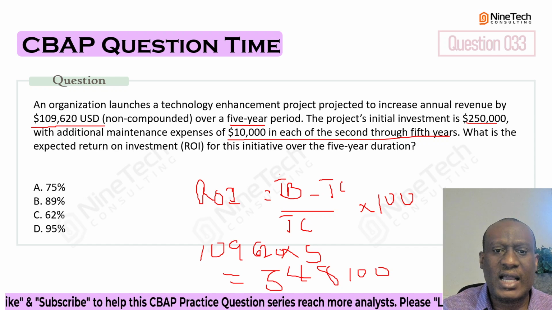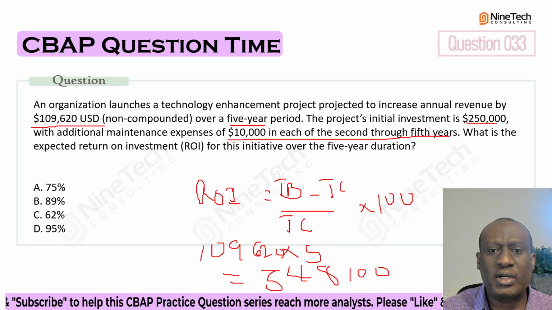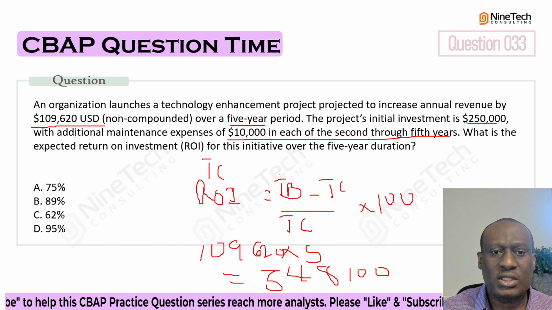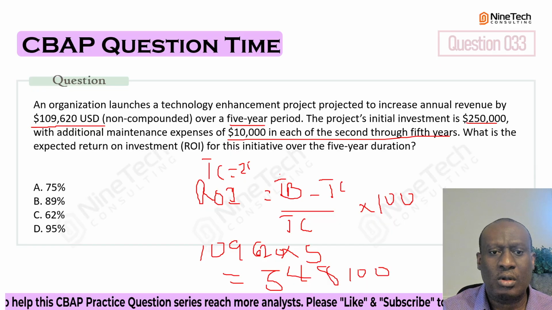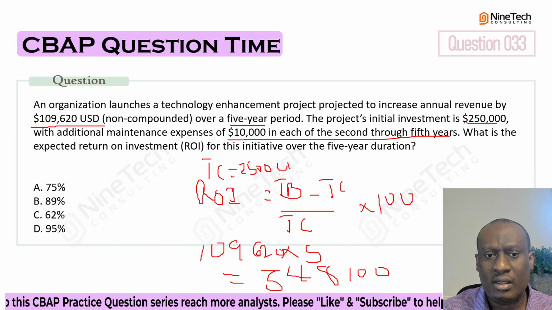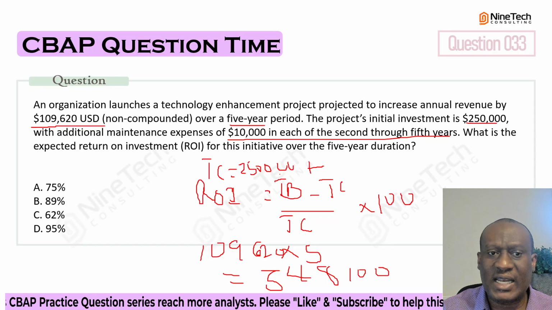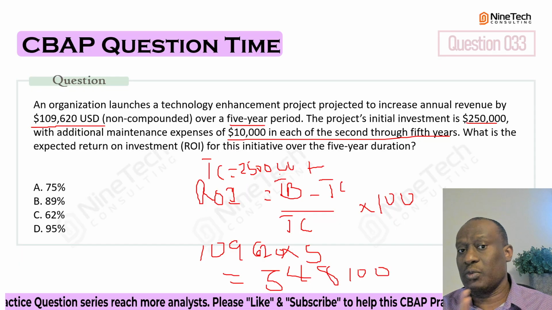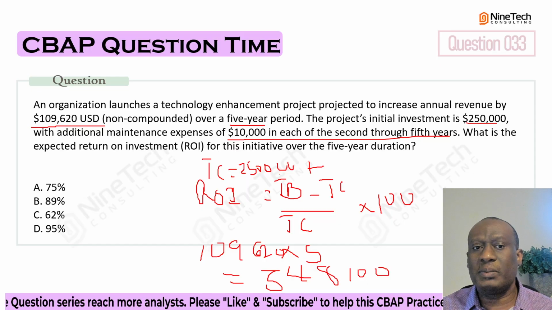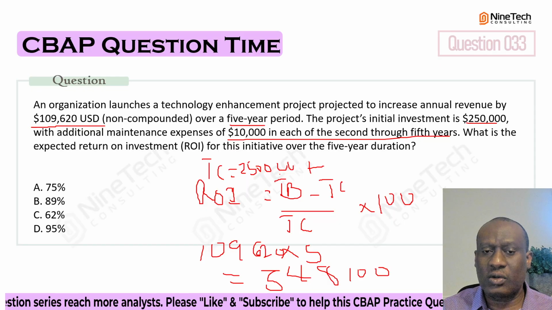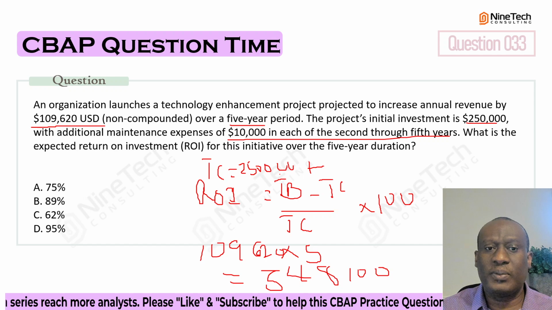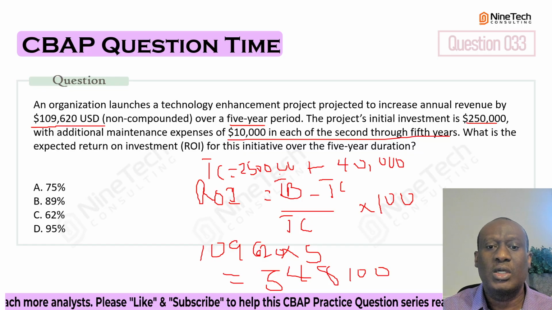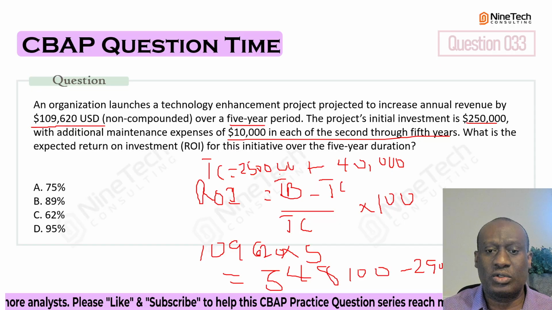Now, what is our total cost? Our total cost is 250,000. So I'll put TC. Our total cost is 250,000 plus, remember that we have an annual maintenance of 10,000 in each year from the second to the fifth year. So the first year, we don't have that maintenance fee. So it's going to be 10,000 times 4. That's the second year, third year, fourth year, and the fifth year. And that will give us 40,000. So 250,000 plus 40,000 will be $290,000.